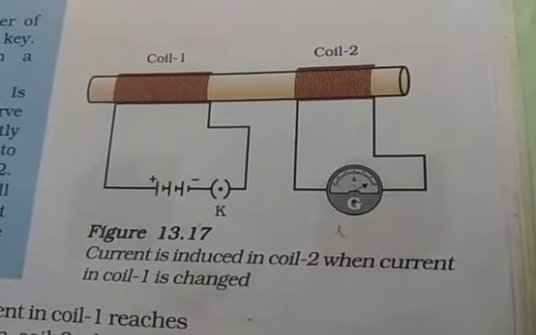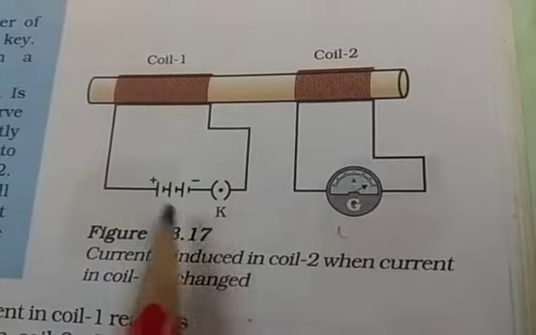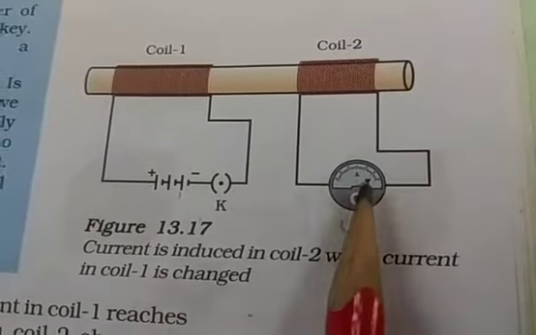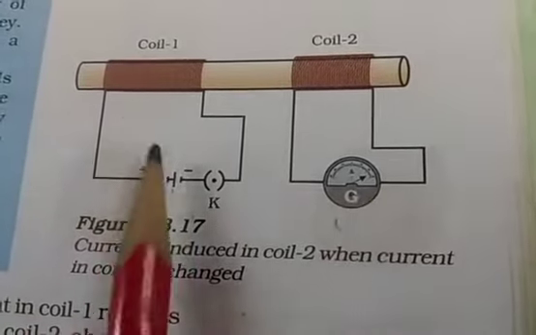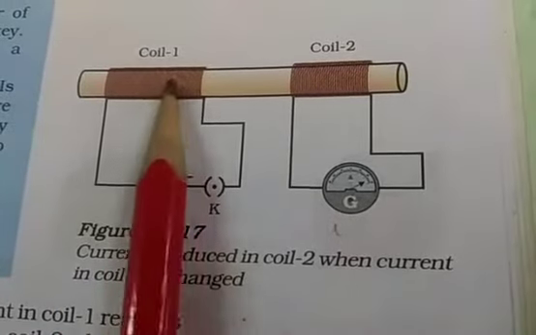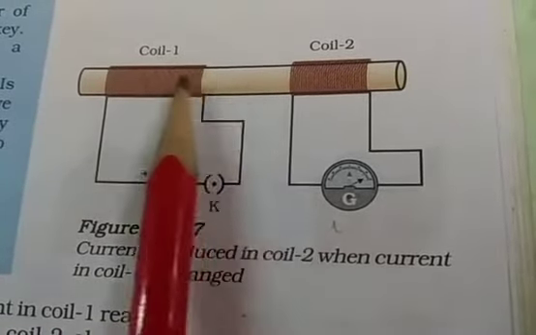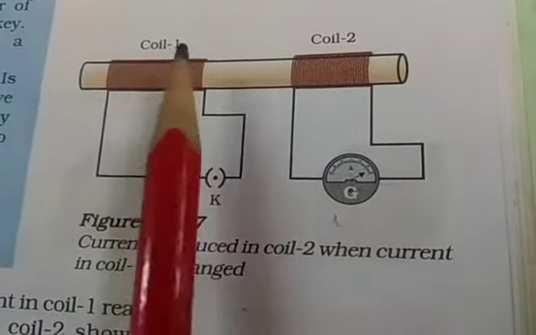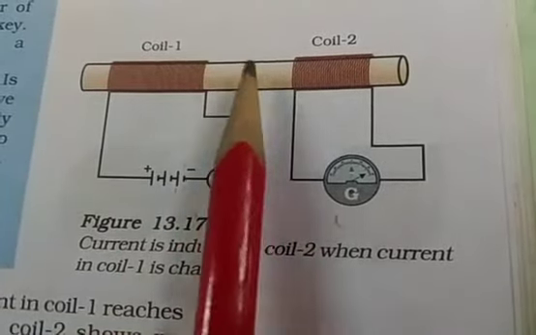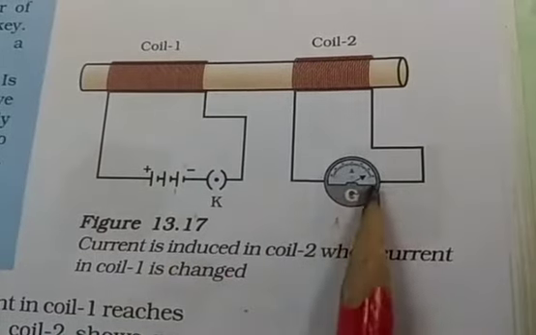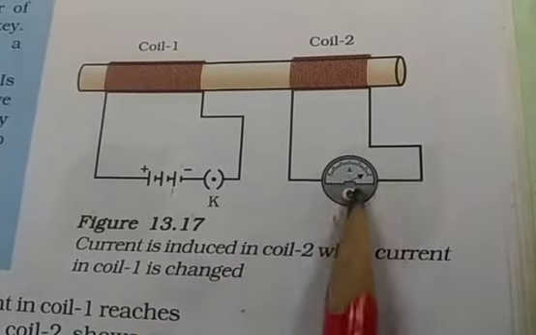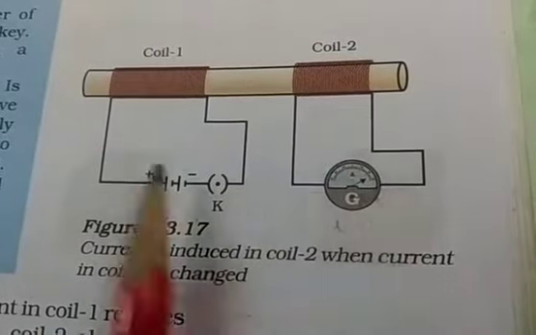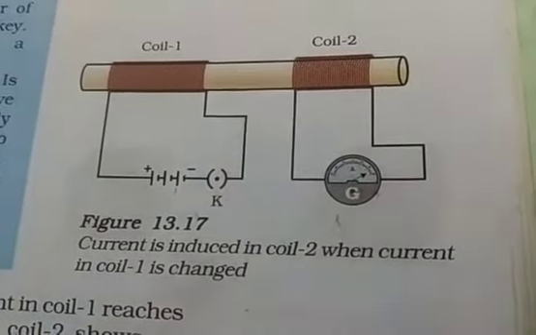This process by which a changing magnetic field in a conductor induces a current in another conductor is called electromagnetic induction. What I mean to say is, here the electric current is passed, and you can see the deflection here also. Why is this happening? Because of the magnetic effect. There is no wire here, but still the current is passing, and we can see the change of the current, because the magnetic field is present.